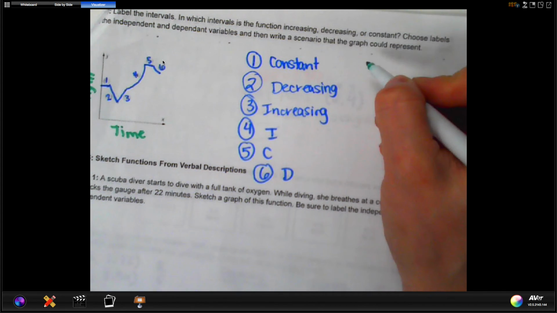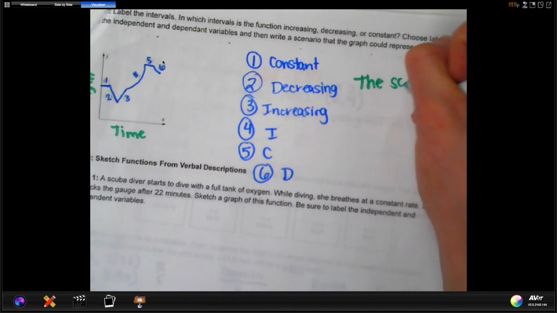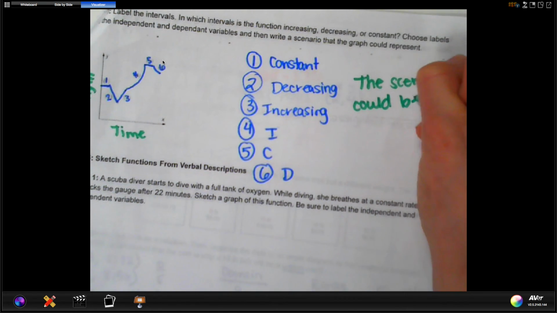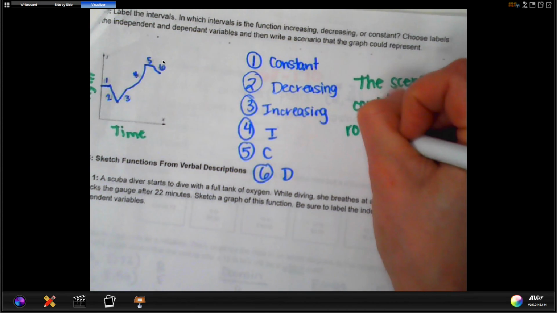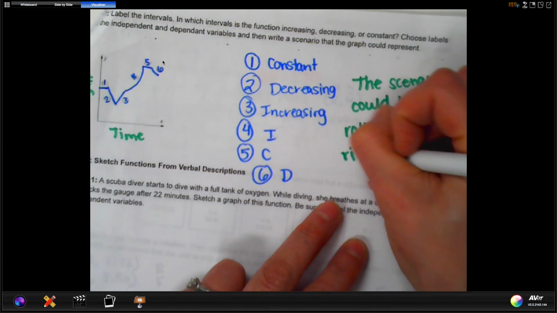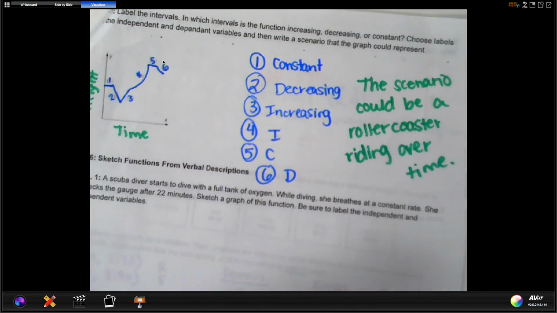It says then write the scenario that the graph could represent. So you would say the scenario could be a roller coaster riding over time. Maybe you can come up with a better one than I've come up with, because that would be a pretty jagged roller coaster. Okay, that's it really for intervals and for talking about how they're increasing, decreasing, and independent and dependent variables.